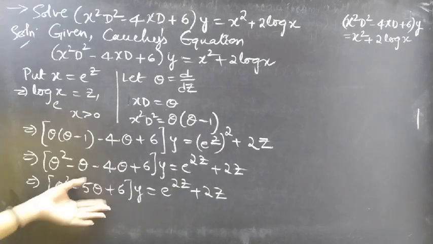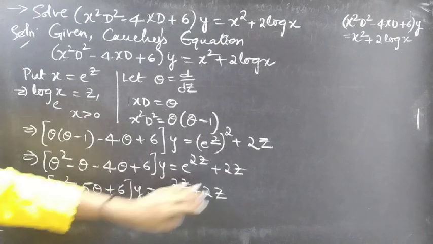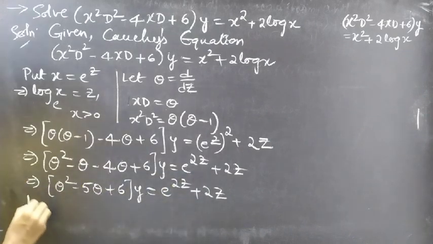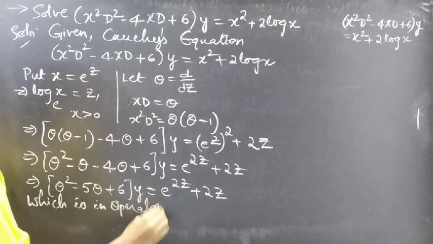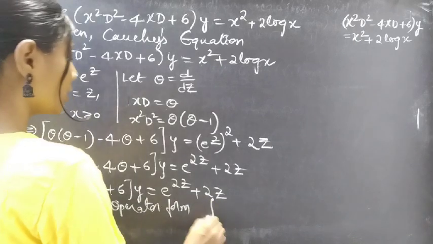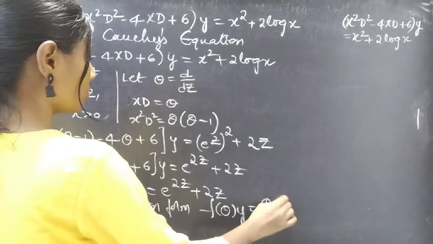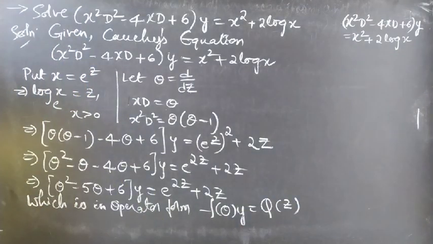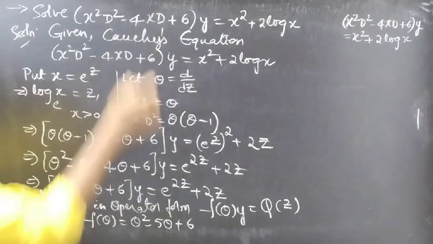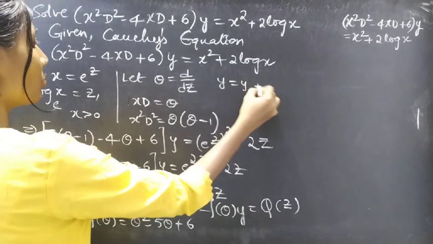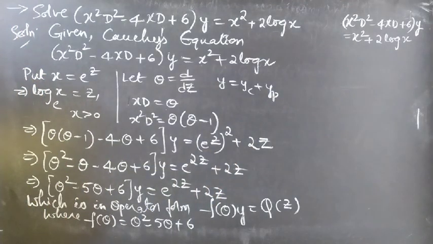And also this is an operator form, f(θ) y = function of z, where f(θ) = θ² − 5θ + 6. Now we need to find the general solution to the given equation, which is given by y = yc + yp. Let's now find yc and yp. Firstly, we'll find yc using the auxiliary equation.